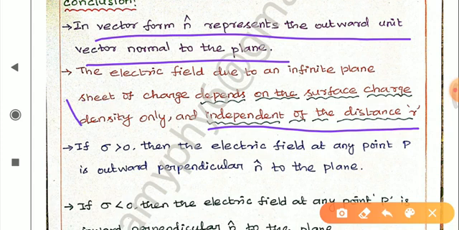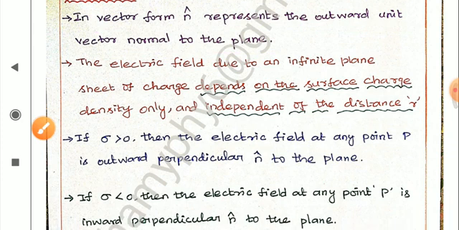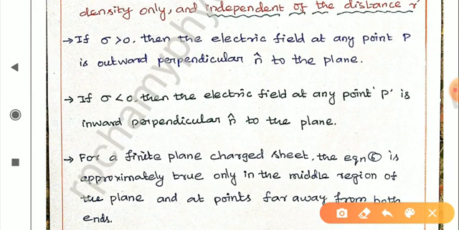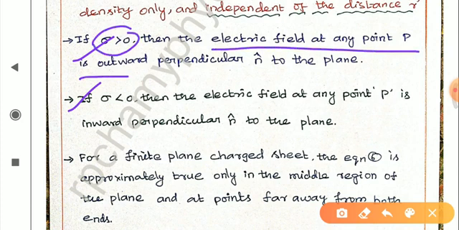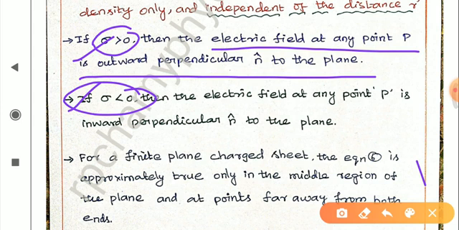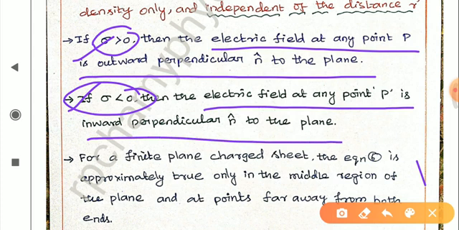Right. What is the third point? If the surface charge density is greater than 0, the electric field at any point P is outward, perpendicular to the plane. Suppose the surface charge density is less than 0, minus 1, minus 2, minus 3 like that, then the electric field at any point P is inward perpendicular. That is nothing but it will act inwards, perpendicular to the surface of the plane sheet.